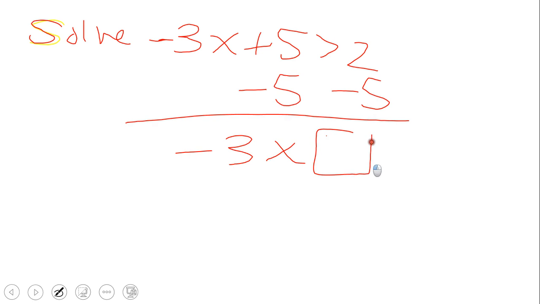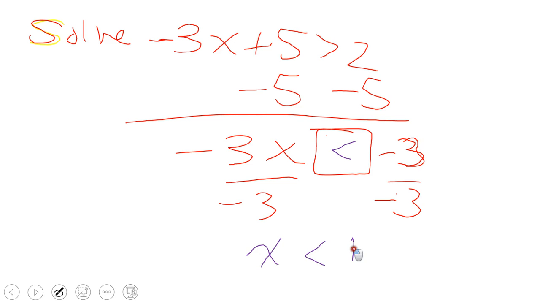and I'm not even going to worry about what that symbol is, it's something, than minus 3. And if I divide by negative 3, now I'm dividing by a negative, so this sign should reverse. So now I'll end up with x is less than 1. Okay, so that's my solution. That's what this simplifies to. And that's all there is to that.